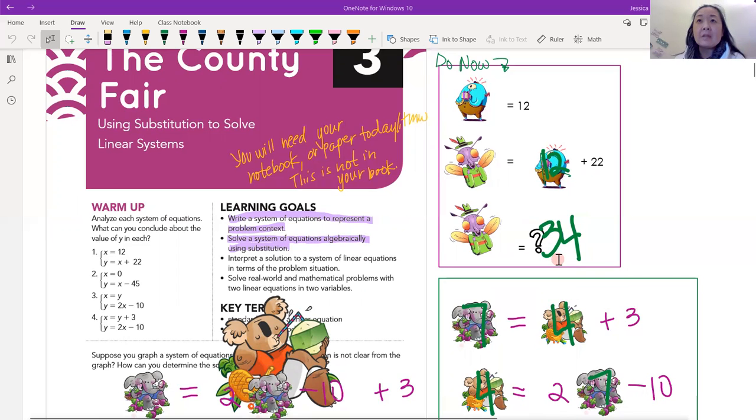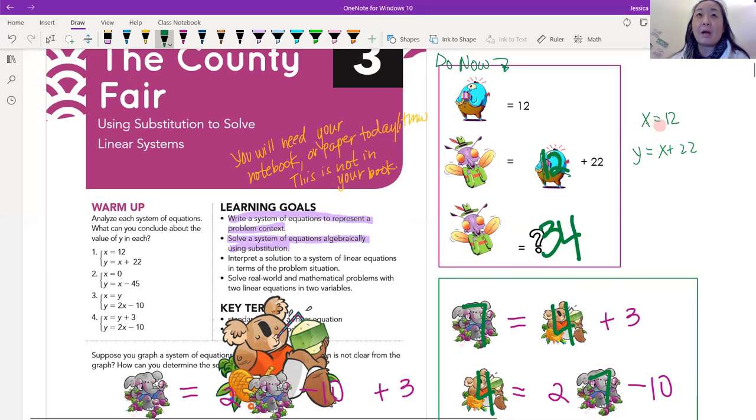See what we did here? If you take a look over here at number 1, see how it says x is equal to 12? This is like x is equal to 12. And then y is equal to x plus 22. Does this look familiar? So remember, x is like cyclops and y is the fly guy. So what's fly guy? Or maybe it's just y guy.